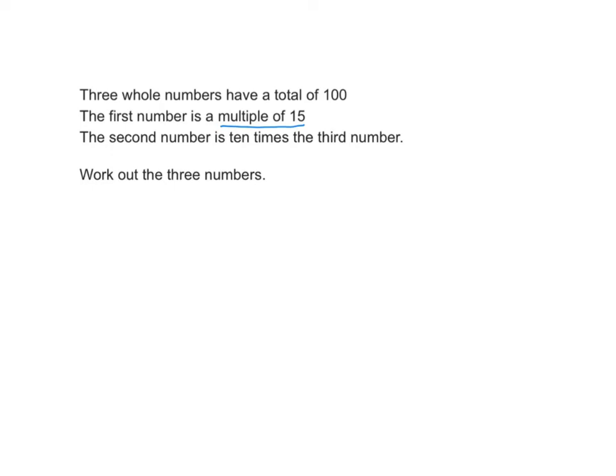Okay, so this question is actually quite difficult and it just requires a lot of thinking. The first thing I would do, and this might get you some marks even if you don't go on to do much else with the question, is write down my multiples of 15. I'm going to need to use one of those numbers. So I've got a multiple of 15, and then this second number is 10 times bigger than this third number. Now, what I know is that this number here must be a multiple of 10. It must have a 0 on the end because it's 10 times bigger than this one.